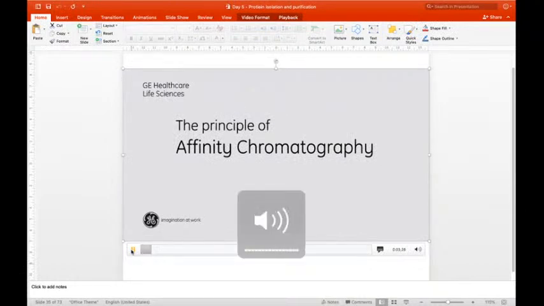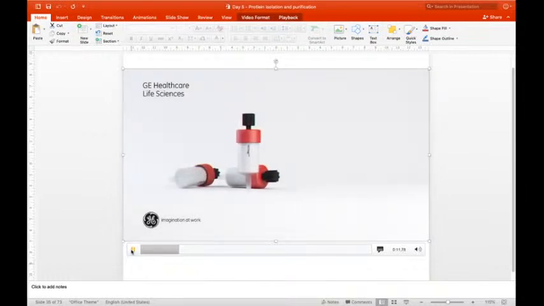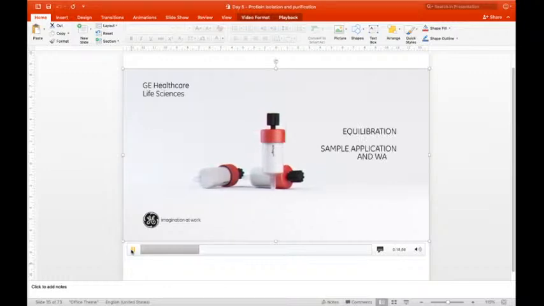Affinity chromatography depends upon the reversible adsorption of biomolecules through biospecific interactions on the ligand. Most affinity chromatography experiments are performed in three main stages: equilibration, sample application and wash, and elution.